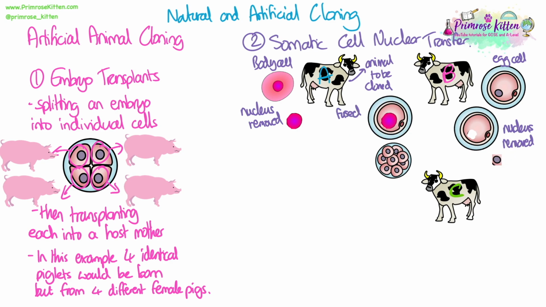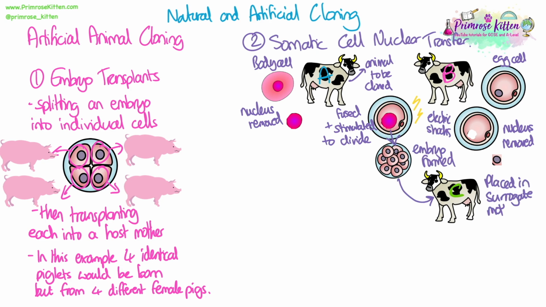Then I'm going to take my nucleus from my body cell and I'm going to fuse it into the enucleated egg cell. We do this by stimulating it with electricity called electroporation, and then it stimulates to divide as well. So that electric shock helps to fuse the two together and also stimulates it to start dividing into an embryo.